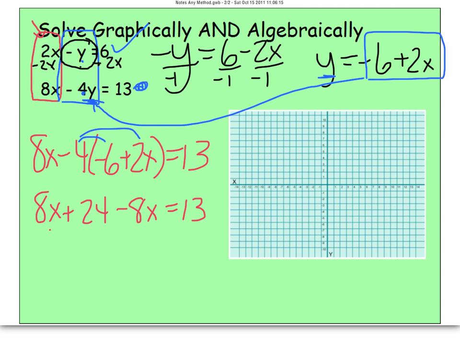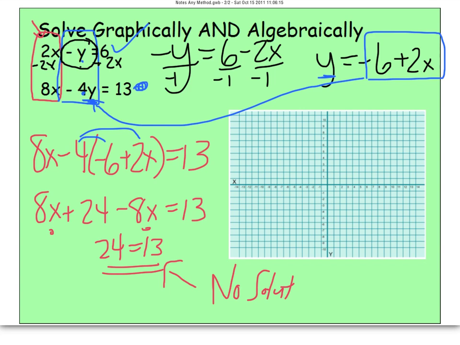When I do this, 8x minus 8x is 0. So I'm left with 24 equals 13. Wait a second. The variables just dropped out. It doesn't tell me what x is anymore. Remember, this is a special case. It means there's either no solution or many solutions. So when you look at this, is this a true statement? Does 24 equal 13? No. It's false. So it means there is no solution to this system of equations.